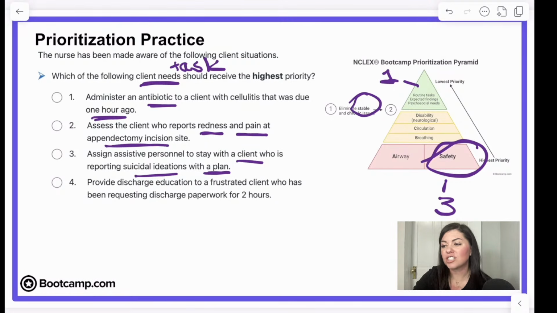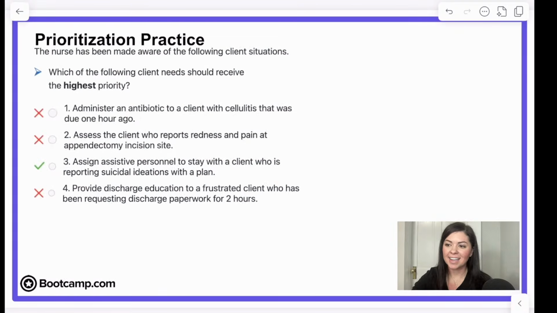Provide discharge education to a frustrated client who's been requesting discharge paperwork for 2 hours. I would also be frustrated if I was them and I'd been asking for paperwork for 2 hours, but ultimately that is a psychosocial need, which is a low priority. Now, certainly we want to use therapeutic communication, we want to address that need, but it's not posing any type of life-threatening risk. So I love option 3, and so do you guys. And so we got it correct.